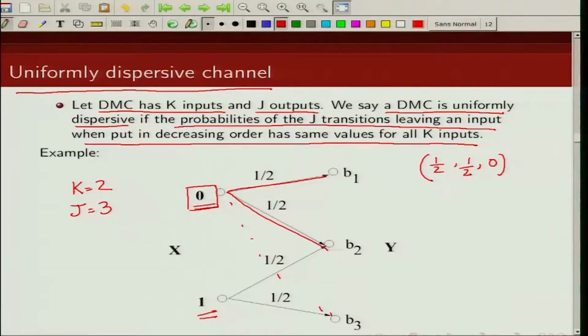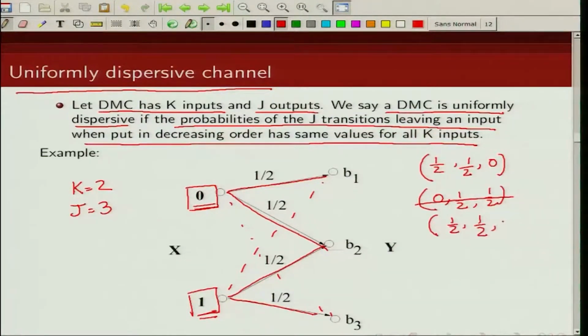Now, look at this input 1. This is 0, this transition probability is half, this transition probability is half. Now if I arrange this in descending order, this would be half, half and 0.